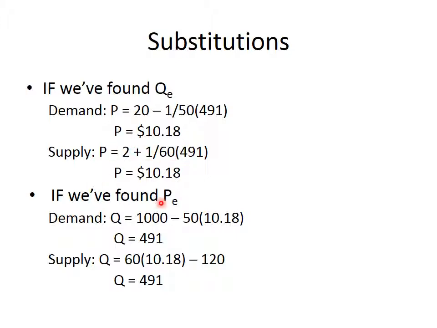If we found P, we simply use the inverse formula. Q equals 1,000 minus 50 times the price. That gives us quantity 491. If you prefer, you can use supply. Q equals 60 times the price minus 120. It's going to get you to the same place.